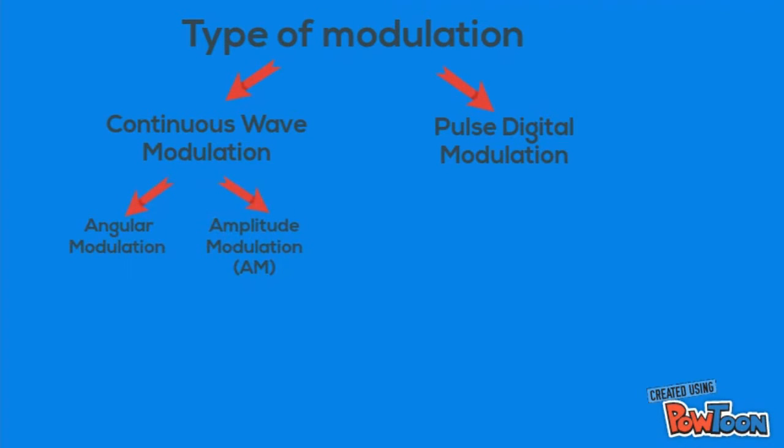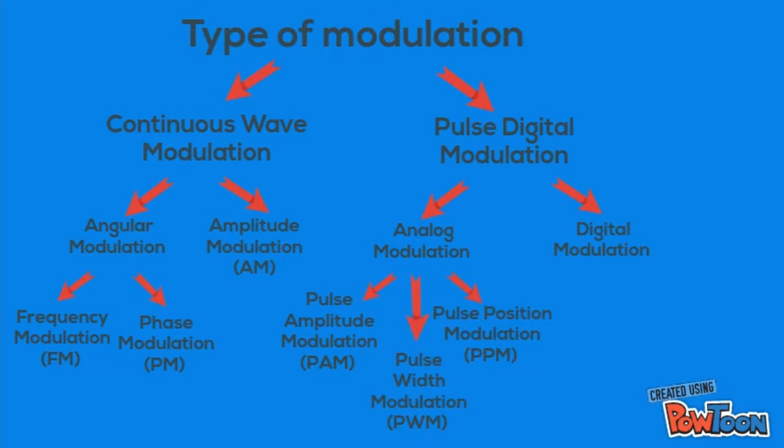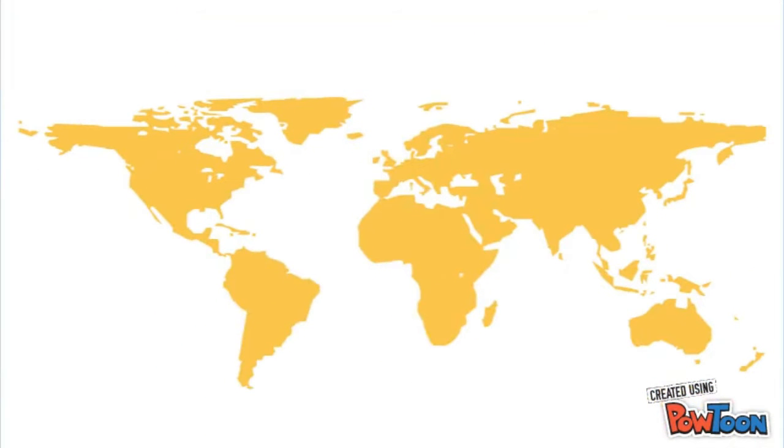There are two types of modulation: continuous wave modulation and pulse digital modulation. Continuous wave modulation has angular modulation and amplitude modulation. Angular modulation consists of frequency modulation and phase modulation. Pulse digital modulation has analog modulation and digital modulation.